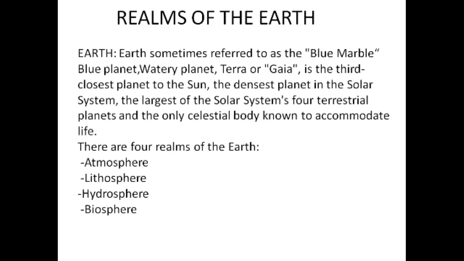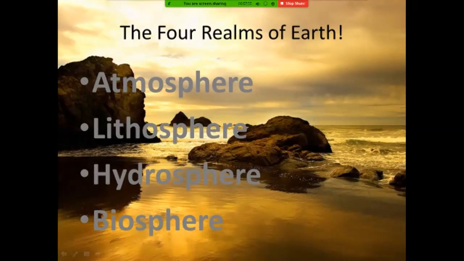What is hydrosphere? Hydro itself says it is water, which we hear in science, in physics and chemistry sometimes, H2O. So hydro means water. And the last one is biosphere. Bio refers to all the living organisms, plants, animals, human beings, insects, whatever living organisms are found on the earth, which come under the biosphere. The four realms of the earth, which we are going to learn in the form of different lessons, are: first atmosphere, second lithosphere, third hydrosphere, and fourth biosphere.